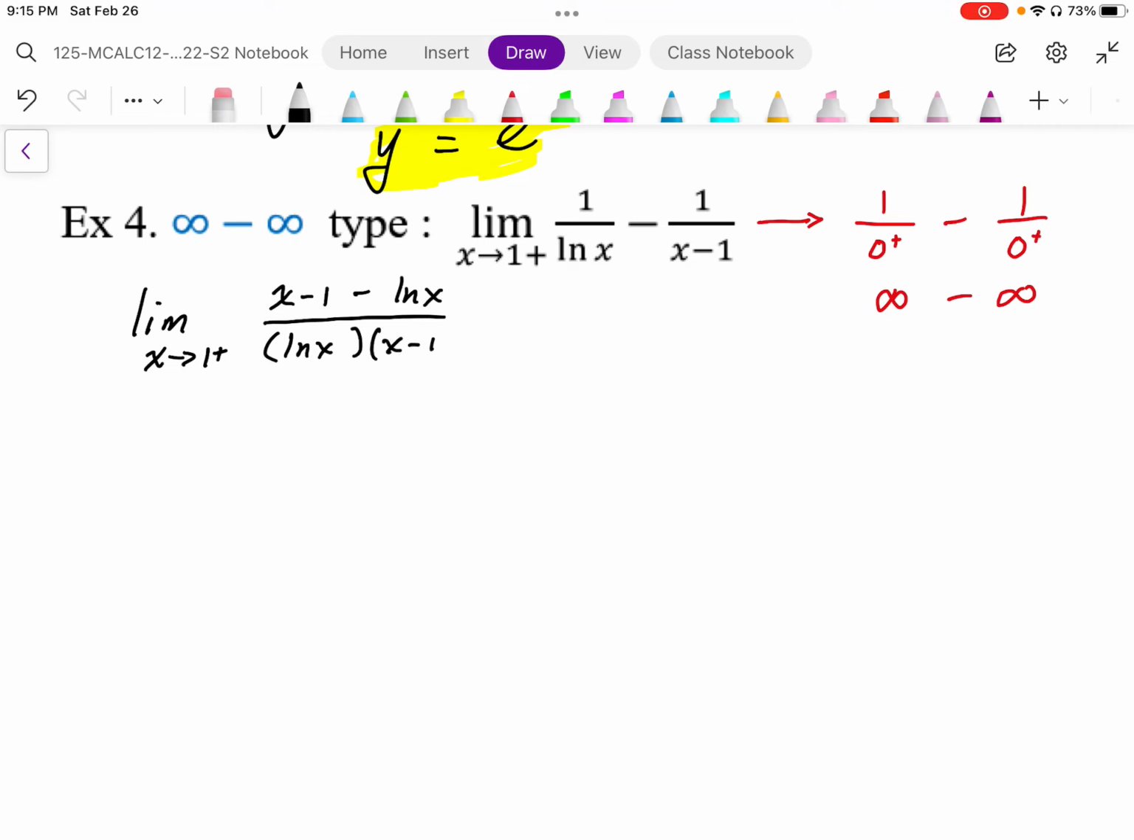x minus 1. Okay, so plugging this in now, checking this, we're going to end up with 1 minus log of 1, which is 0. So we get 0 over log of 1 is 0 times 0, so we get 0 over 0. There's our condition we need. Again, we need to make sure that we have established the right condition. Now we can apply L'Hopital's.